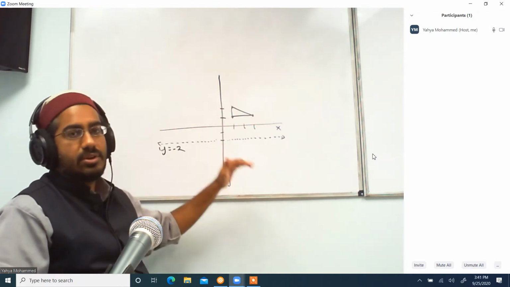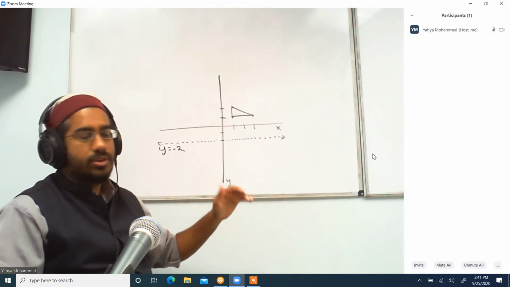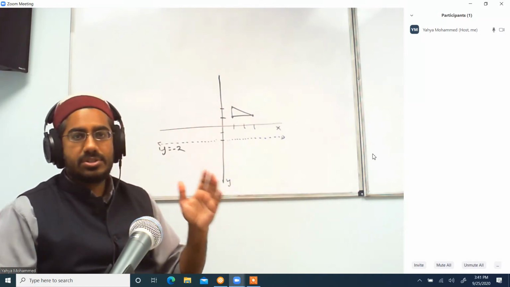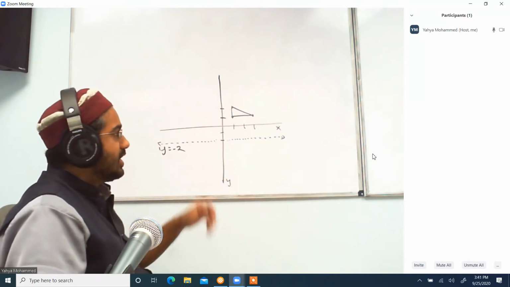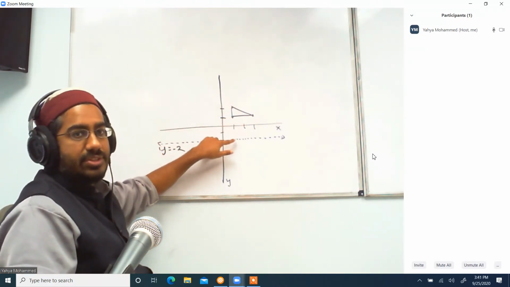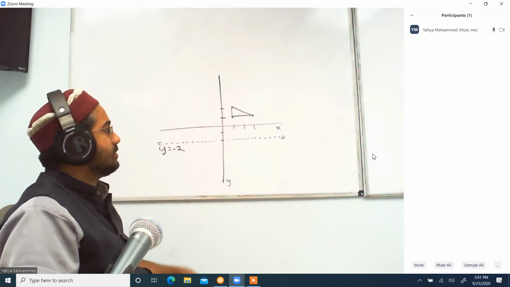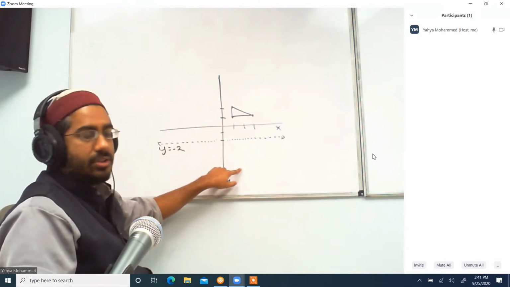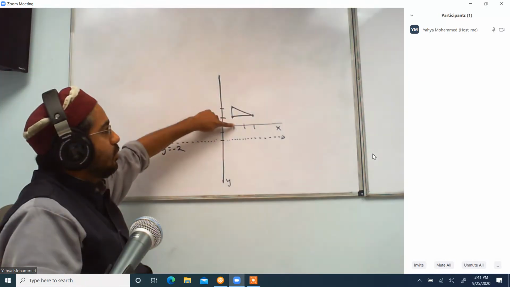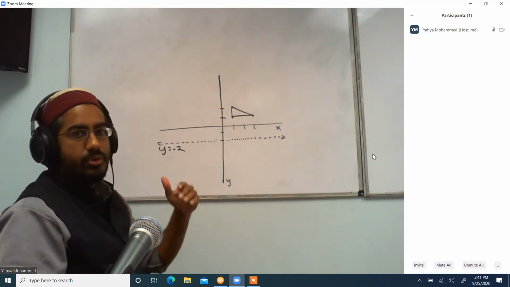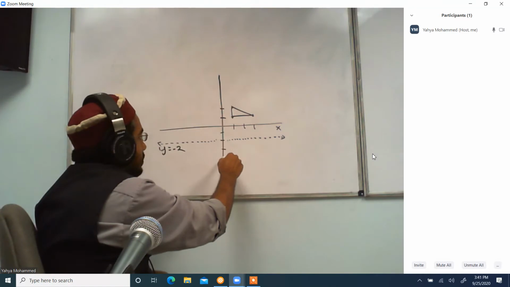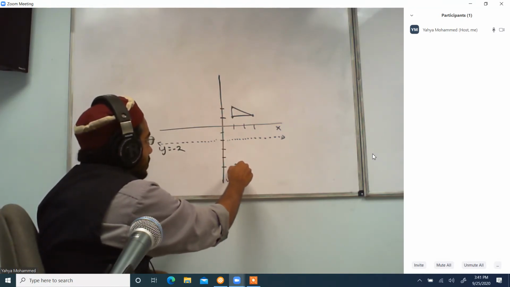Now in this case, there's not necessarily a specific rule you can use, like (x, y) goes to this, as we did for the other ones. So you basically have to take each point, figure out the distance to this line, and then replicate that distance on the other side. Let's take this point. It is 3 spots above the line, so we go 3 spots below.